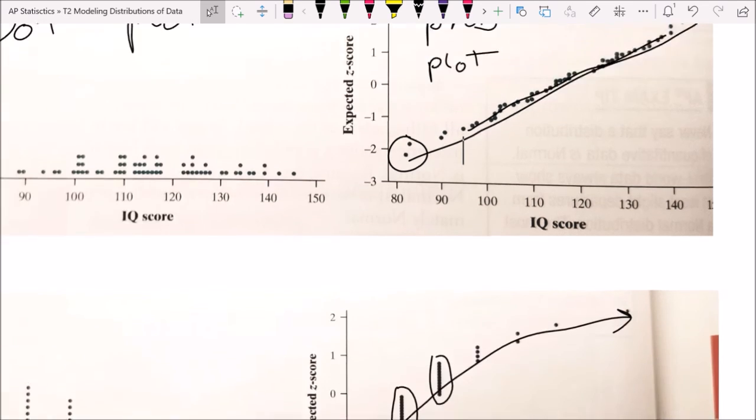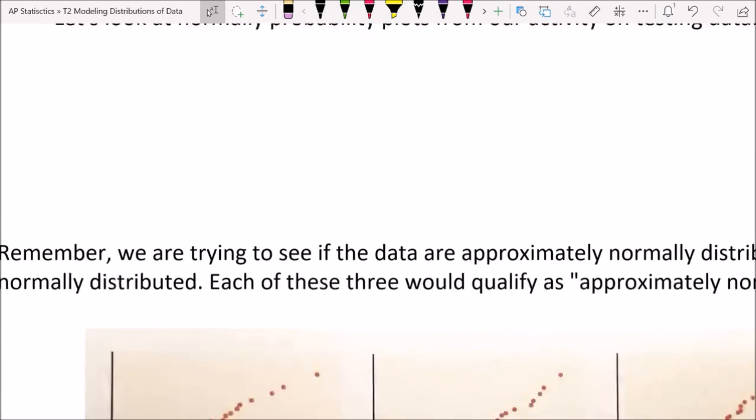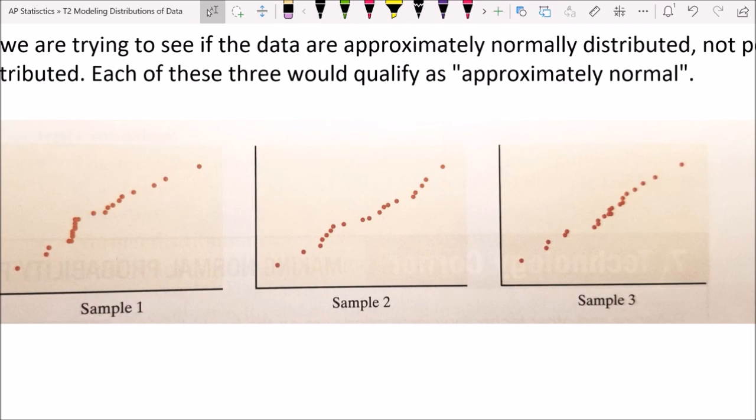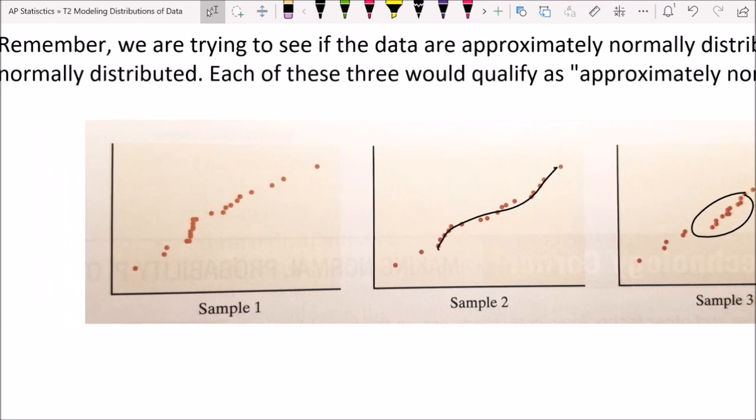That's what we want to see for approximate normality. But don't be too harsh, okay? These don't have to be perfect. For example, every one of these is good enough to say approximately normal. So even though there's a little bit of bunching in here, even though there's a little bit of curvature to this, that's okay. Even though the last one has a little bit of clustering, that's okay.